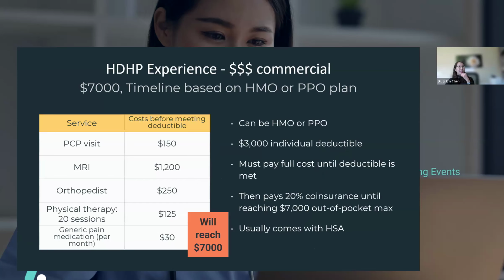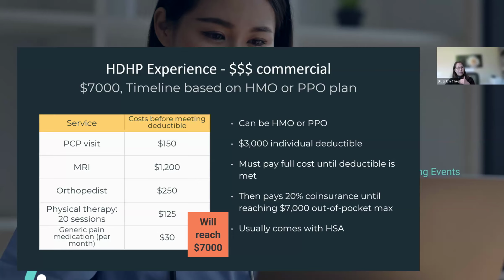Now, a high deductible health plan, right, can be HMO or PPO, and the timeline would be based on HMO or PPO. However, the amount that a patient pays in a high deductible health plan will be significantly more because they have to pay their entire deductible before the insurance will pay anything, right? So either of the timelines that we just showed apply.